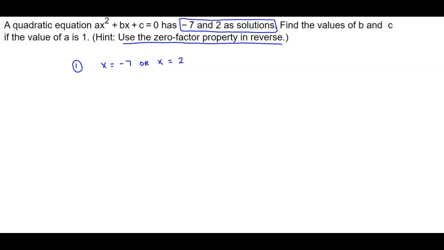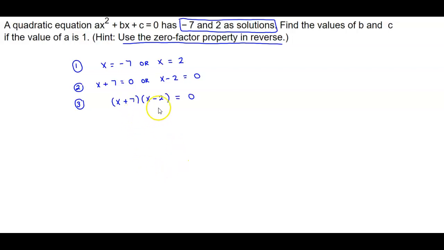Now, what would this look like before that? Well, before that, we would have to add 7 to both sides. So we have x plus 7 equals 0. Or if we subtract 2, we have x minus 2 equal to 0. Now recall that in order to use the zero factor property, we have x plus 7 times x minus 2, and that's equal to 0.